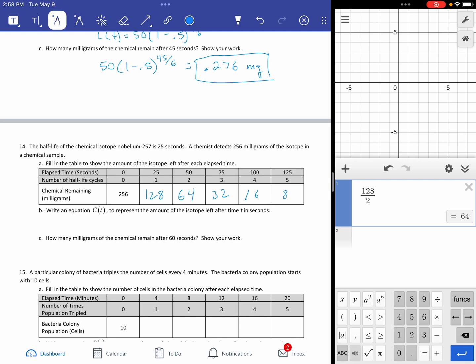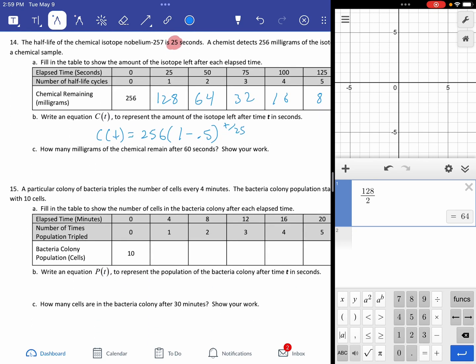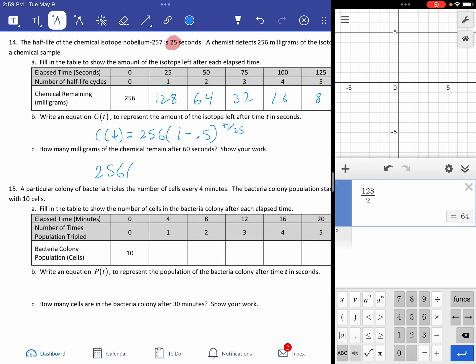All right, so again, we're going to do our function. So we have c of t is equal to the initial amount, 256. Since we're still dealing with half-life, we have 1 minus 0.5. And this time, our time frame is 25 seconds. So we do t divided by 25. So we have 256, 1 minus 0.5 to the 60 divided by 25. So we put that in our equation.